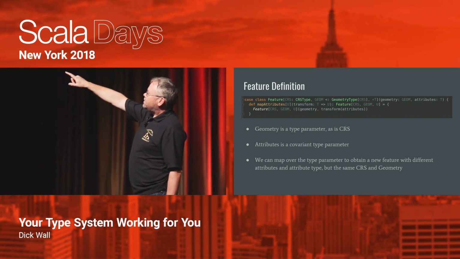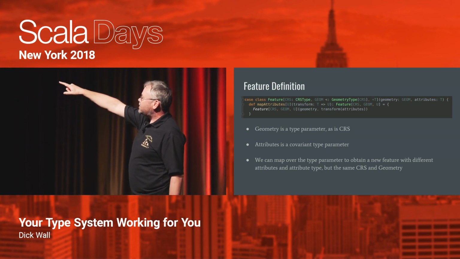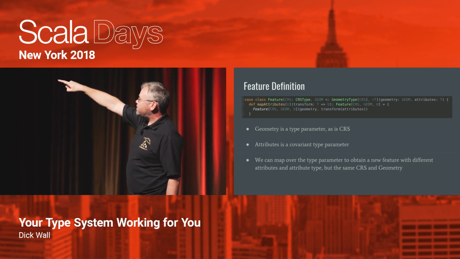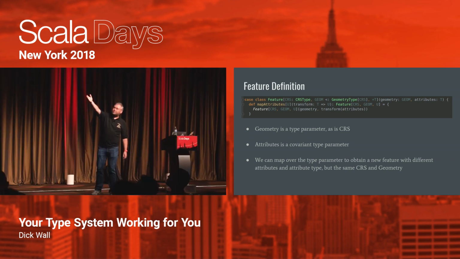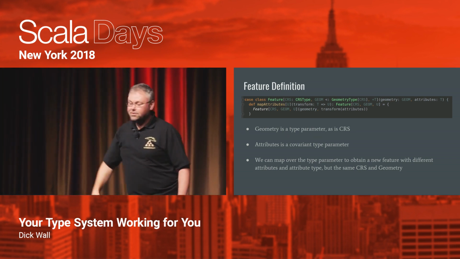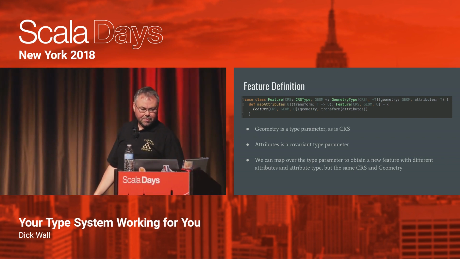Very quickly, it has a CRS. Everything has a CRS. The attributes at the end there, the T, is a covariant type parameter. And we have a method in there that allows us to take a function from T to U, and it will give back a new feature with the transformed attributes, but everything else the same. Okay, that's just a little bit of mechanism there.